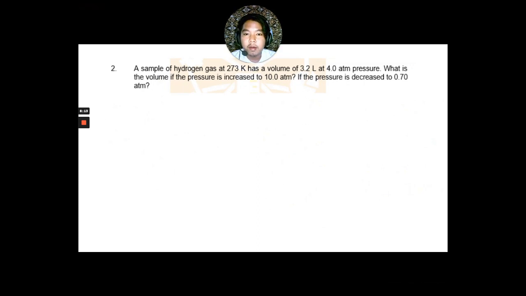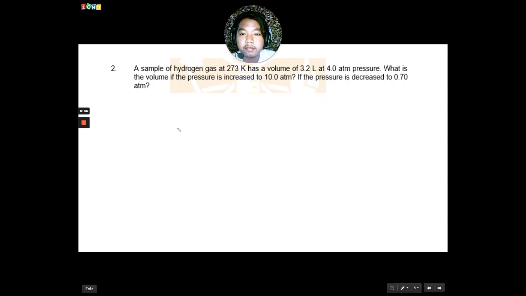For this time, solving will take too long, so I will no longer illustrate. So just imagine that a sample of hydrogen gas at 273 Kelvin has a volume of 3.2 liters at 4 atm pressure. What is the volume if the pressure is increased to 10 atm, and if the pressure is decreased to 0.70 atm?